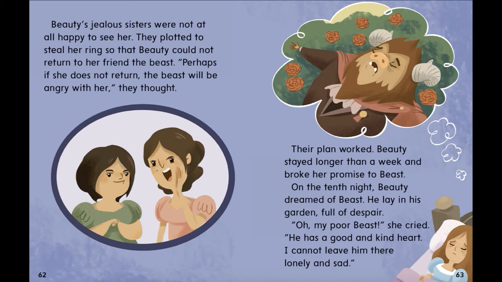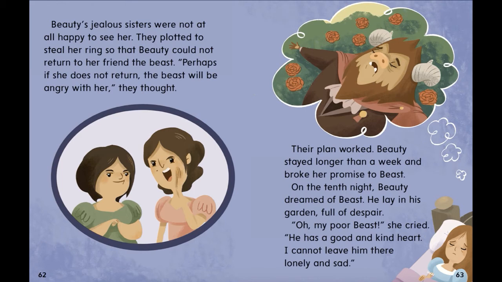Both the father and the older sisters did not want Beauty to return to Beast. That is the way the father and sisters think alike, but their reasons are very different. The father wanted Beauty to stay at home safe, but the sisters hoped Beast would become angry with Beauty. Their plan worked. Beauty stayed longer than a week and broke her promise to Beast.